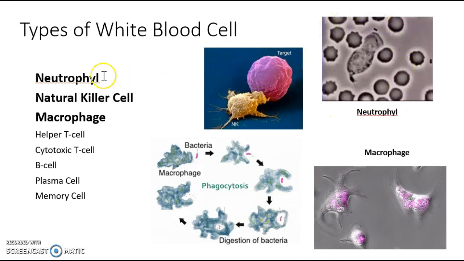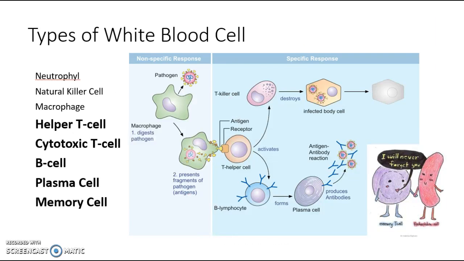All of these cells, your neutrophil, your natural killer cell, and your macrophage, are going to be more active when there's histamine around, and they'll attack any kind of pathogen or cell infected by any kind of pathogen, making them non-specific immune cells. So the rest of the white blood cells that we need to know are all part of the specific immune system.